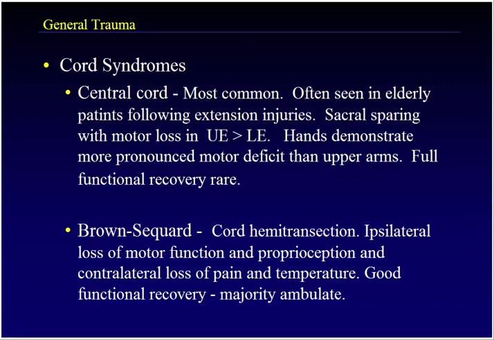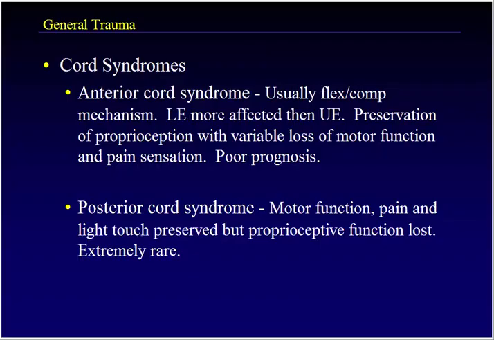The Brown-Séquard syndrome is hemitransection of the spinal cord, so you'll have ipsilateral loss of motor function and proprioception and contralateral loss of pain and temperature sensation. These typically have a good functional recovery. The classic mechanism for the Brown-Séquard syndrome is a penetrating type trauma to the spine, and most of these patients will ambulate. Anterior cord syndromes are usually the result of a flexion and compression mechanism.